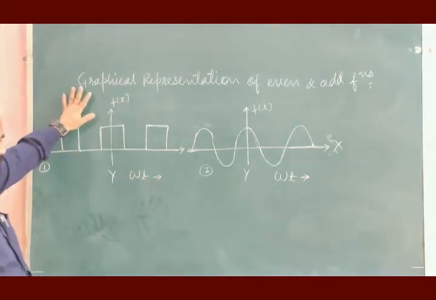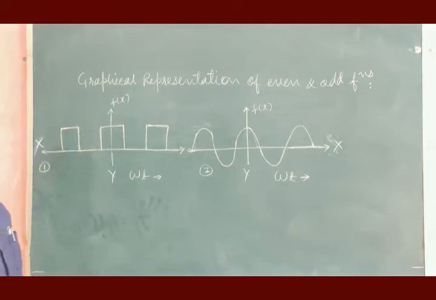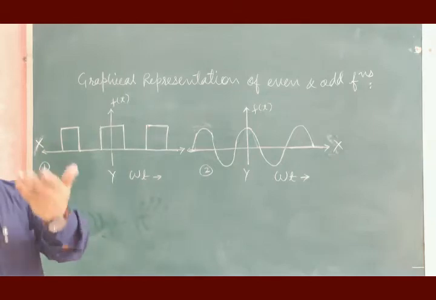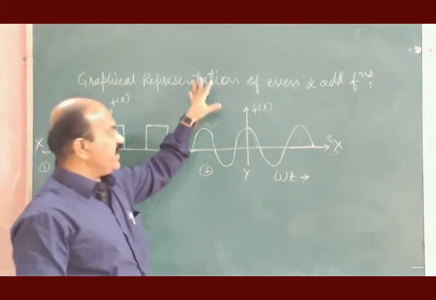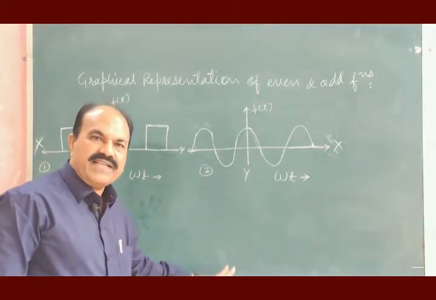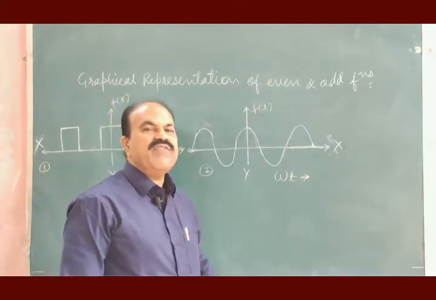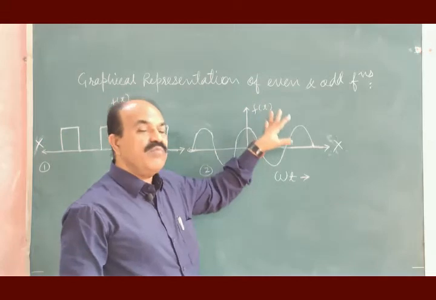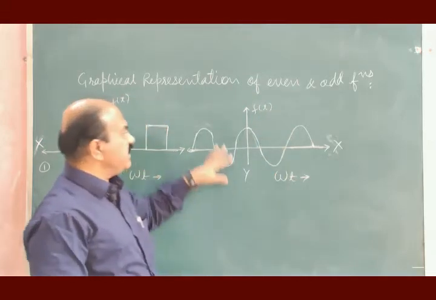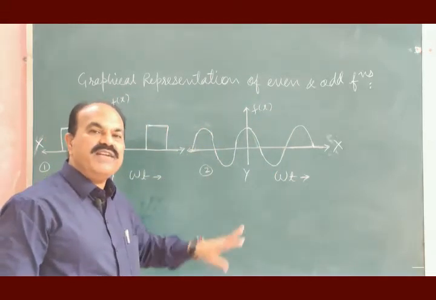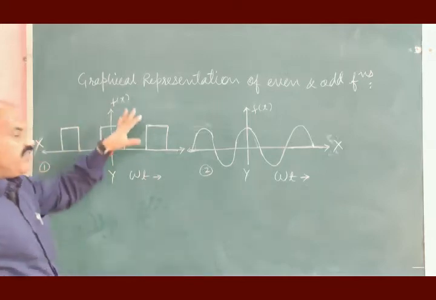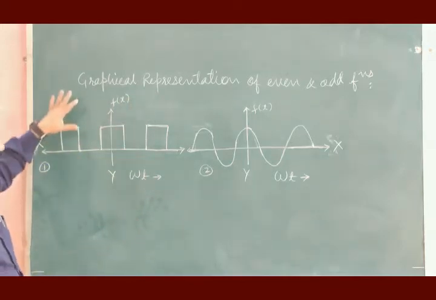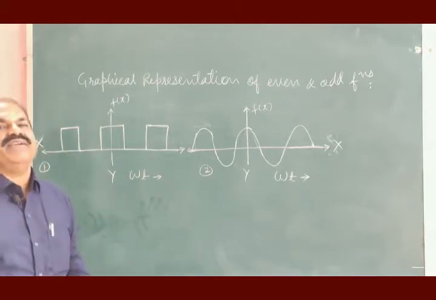If I consider waveform on left side as object, waveform on right side will be image. If I consider waveform on right side as object, then waveform on left side will be image.